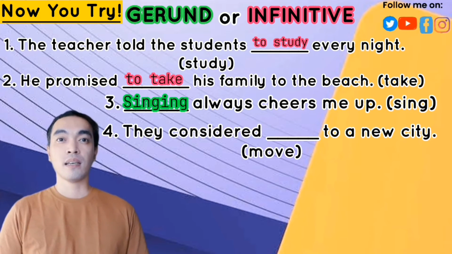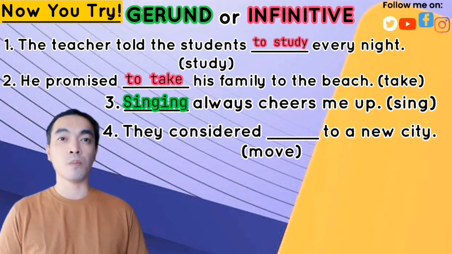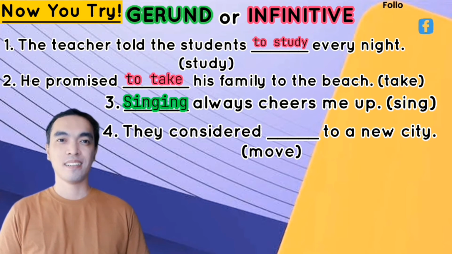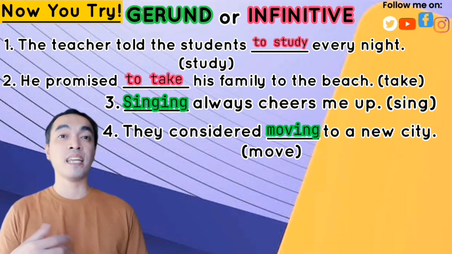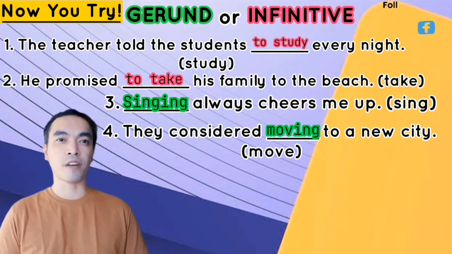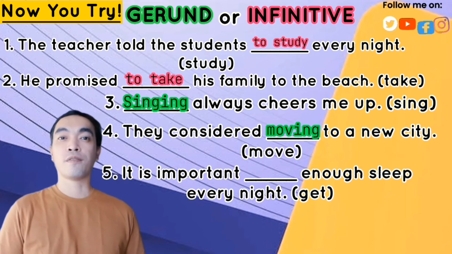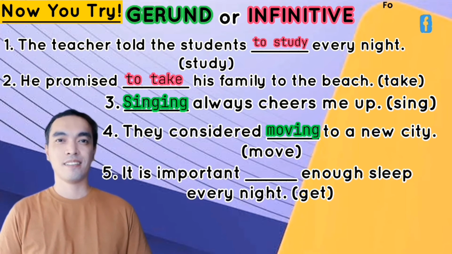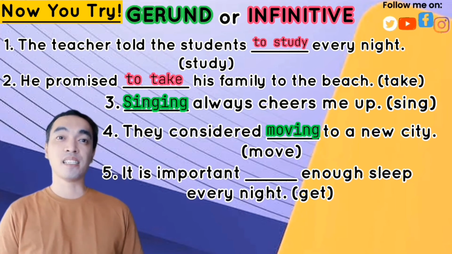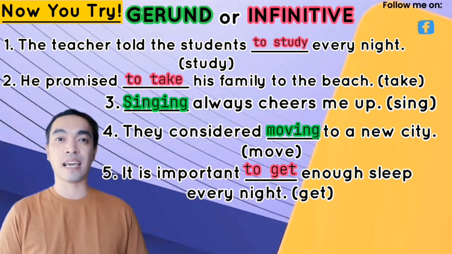Number 4. They considered to a new city. The verb is move. The correct answer is they considered moving to a new city. Number 5. It is important enough sleep every night. The verb that they're going to use is get. The answer is it is important to get enough sleep every night.